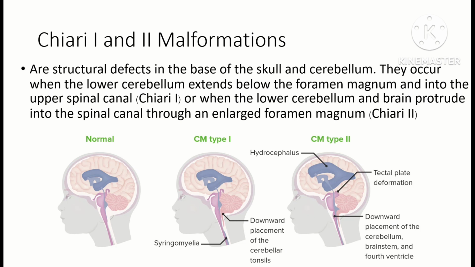It is a type of hydrocephalus, a structural defect in the base of the skull and cerebellum. Type 1 is a downward placement of the cerebellar tonsils, not too much. But in type 2, the brain is lower than in type 1, with downward placement of the cerebellum, brainstem, and fourth ventricle. Both are structural defects in the base of the skull and cerebellum. Okay, next.